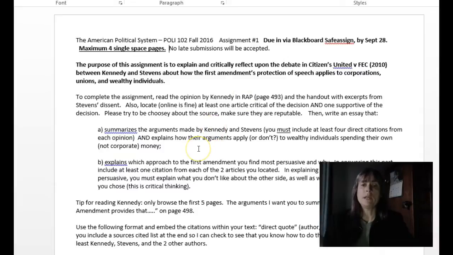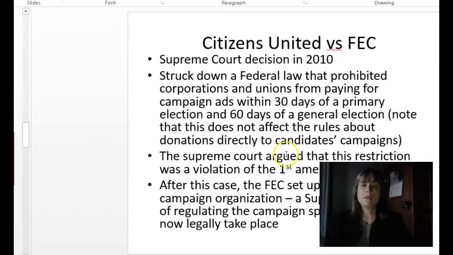Now, the case itself is about campaign finance, and what was at stake was a federal law that said that corporations and unions could not use their treasury money to purchase campaign ads close to an election. And the question was whether this is a violation of the First Amendment. The court held that it was a violation of the First Amendment, and so they struck down that provision of campaign finance, which means that corporations and unions can use their money to directly purchase campaign ads.